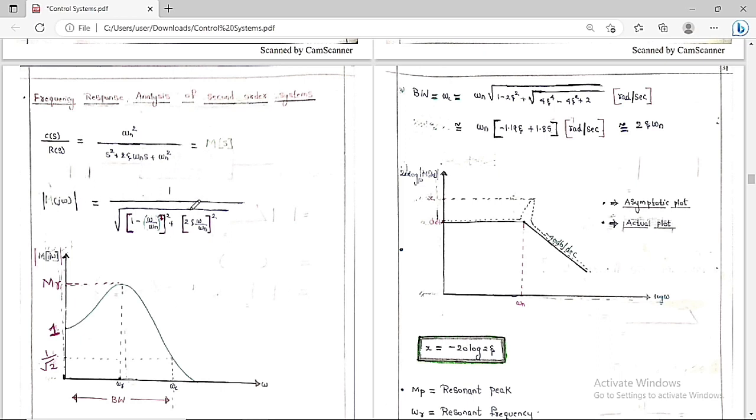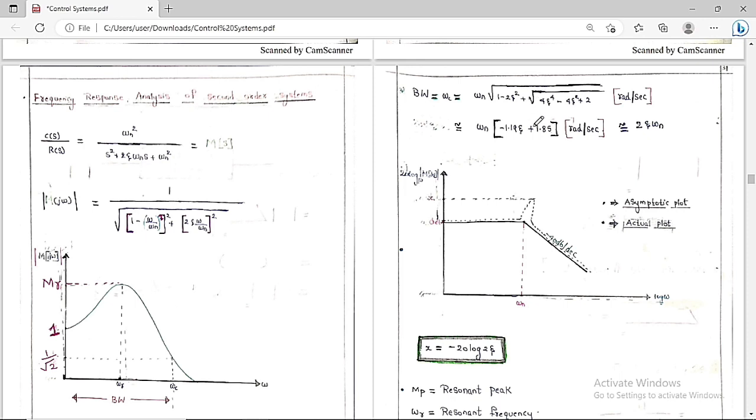If you substitute and simplify, we get the cutoff frequency, or bandwidth, equal to omega n into the square root of 1 minus 2 zeta square plus the square root of 4 zeta to the power of 4 minus 4 zeta square plus 2 radians per second. This is the same as the previous one, but with an extra factor. It is a very complex expression, so we can simplify it to a very simple equation, which is nearly equal to omega n into minus 1.19 zeta plus 1.85 radians per second, and also nearly equal to 2 into zeta into omega n. This is the way we can write it.